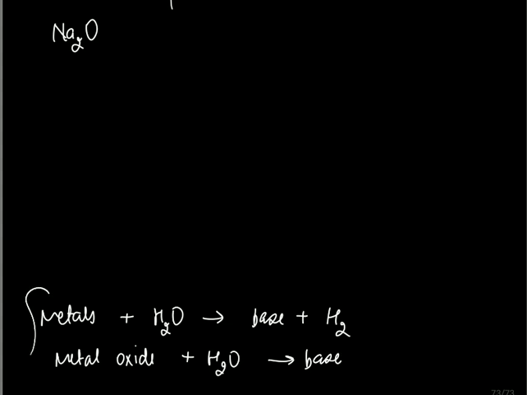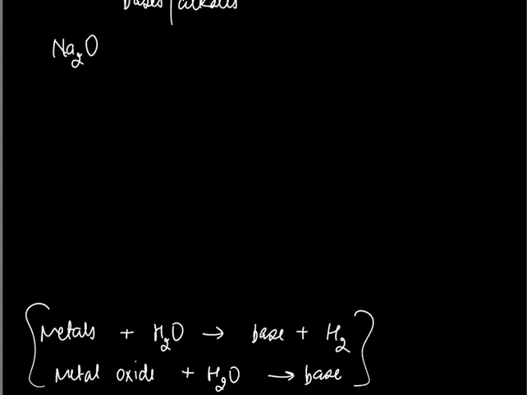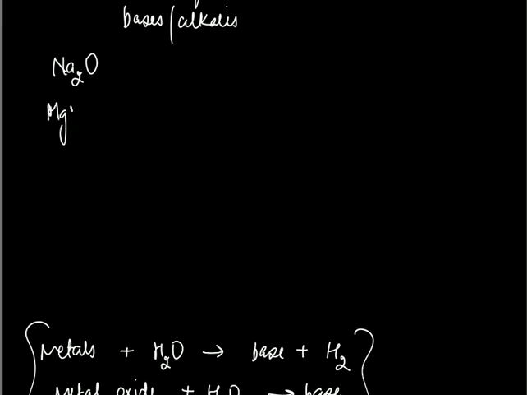Just remember these. Most of the time I've seen a couple of students getting confused. It's metals reacting with water to give you base and hydrogen. Metal oxide reacting with water will give you only base. There will be no hydrogen in the second reaction. So sodium oxide is there, magnesium oxide is there, then we have potassium oxide.